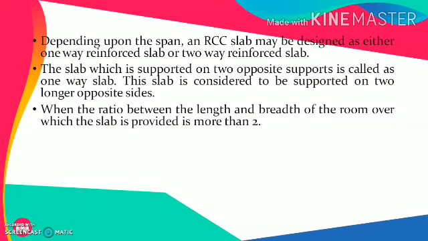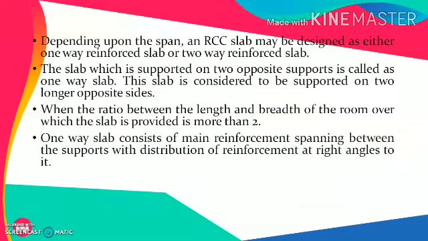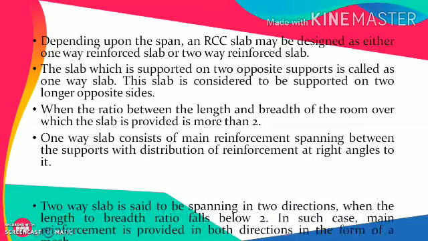When the ratio between the length and the breadth of a room over which a slab is provided is more than 2, the slab generally becomes a one-way slab. It consists of main reinforcement spanning between the supports with distribution reinforcement at right angles to it.